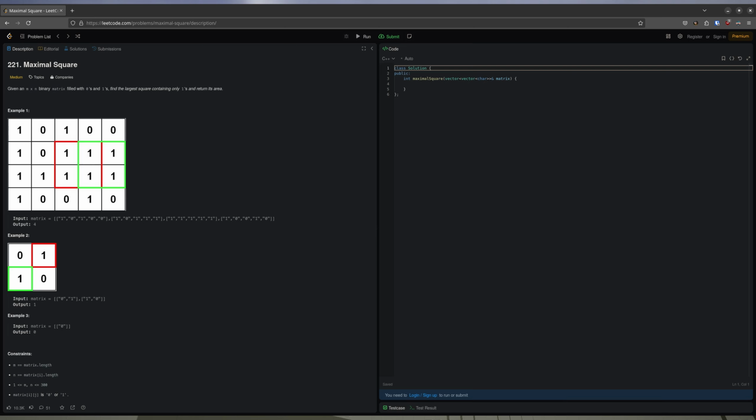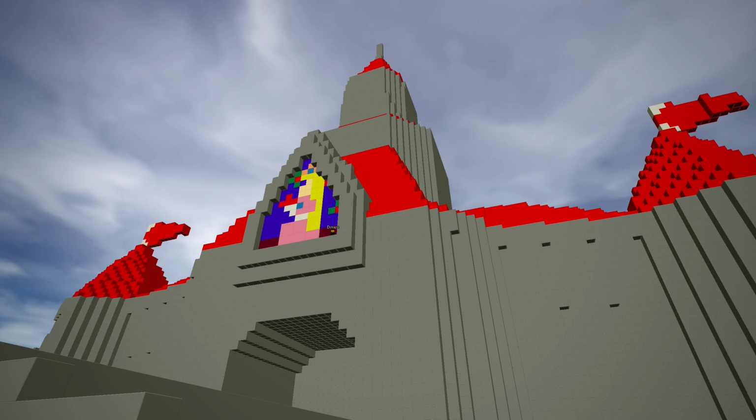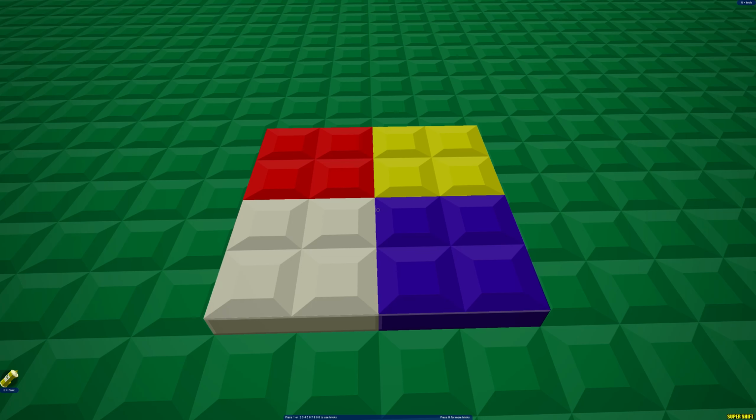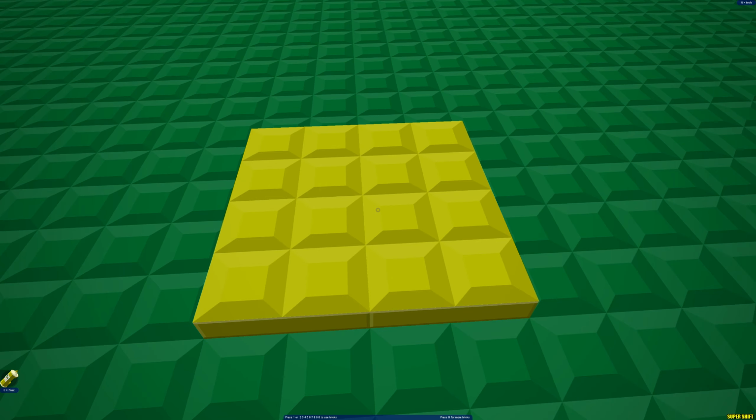the maximal square problem. Maximal square describes a situation where you're looking at a lot of squares of the same size in some area, trying to figure out if you can find the largest square if you were to combine some of these smaller ones together.